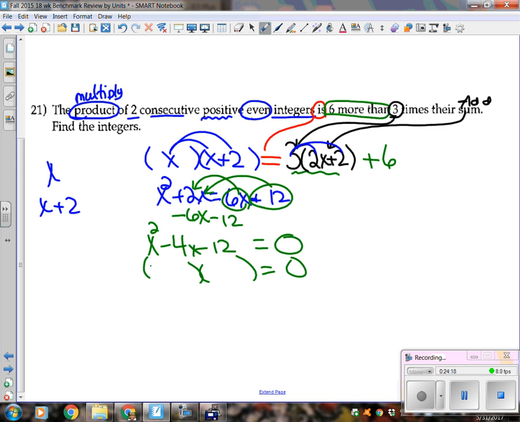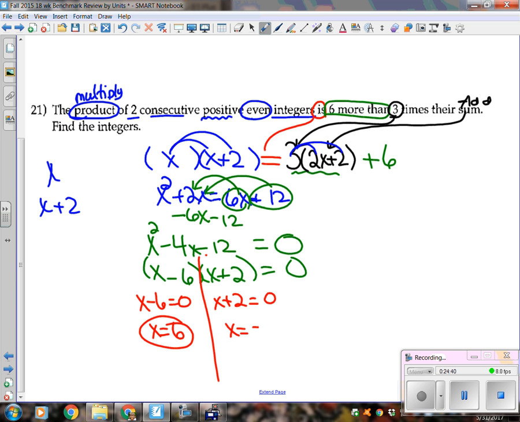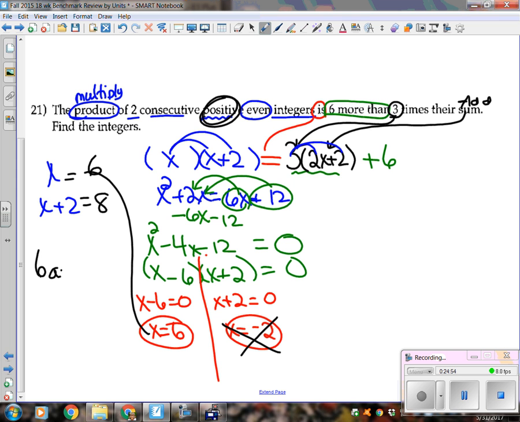Factor into 2 sets of parentheses. What 2 numbers multiply to give -12 and subtract to give -4? 6 and 2. Bigger number wins the sign, so -6 plus 2. Then we're going to do that strategy of split, set each one equal to 0, and solve for 2 possible answers. The first one gives me x equals 6, and the second one gives me x equals -2. Now, because I need positive numbers, I have to discard the answer -2. So my 2 numbers are going to be 6 and 8. So 6 and 8 are the integers that I was solving for.